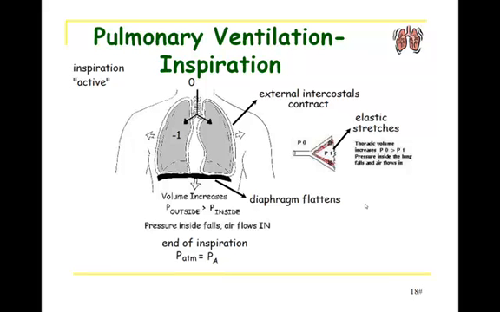First, let's review. Because inspiration is an active process, nerves fire and cause the muscles of inspiration, the diaphragm and the external intercostals, to contract. This increases the volume of the thoracic cavity, so pressure drops in the alveoli. Air moves into the lungs until the pressure is equalized. The elastic element stretches. But then what happens? Nerve impulses will then end. And what's going to happen?